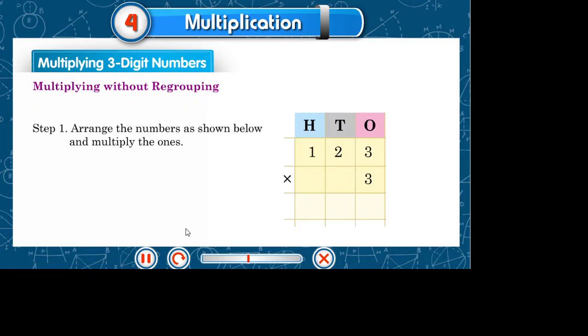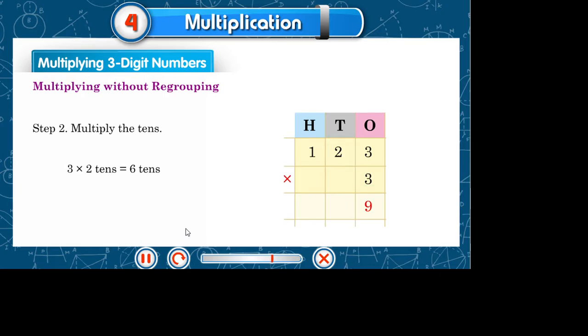Step 1. Arrange the numbers as shown below and multiply the ones. 3 into 3 ones equal to 9 ones. Step 2. Multiply the tens. 3 into 2 tens equal to 6 tens. Step 3. Multiply the hundreds. 3 into 100 equal to 300. So, there were 369 sportspersons in all.